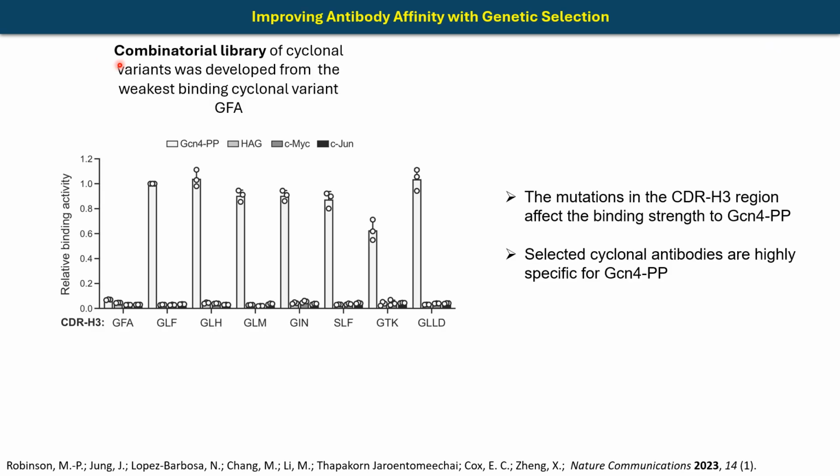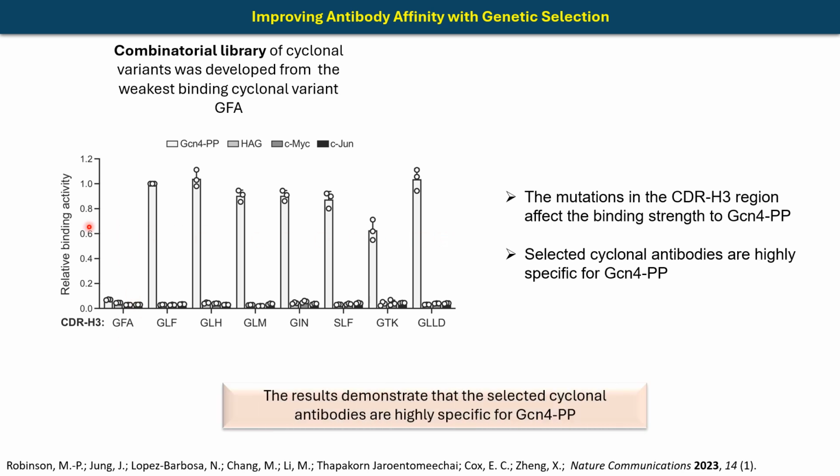Next, in order to improve the binding affinity of the targeted antibody, a combinatorial library was designed based on the variant with the lowest binding affinity, as seen in the previous slide. So different variants of GFA with different sequences in the CDRH2 region were created, as this region is known to be important for binding strength. And all the variants here showed good binding for the target.